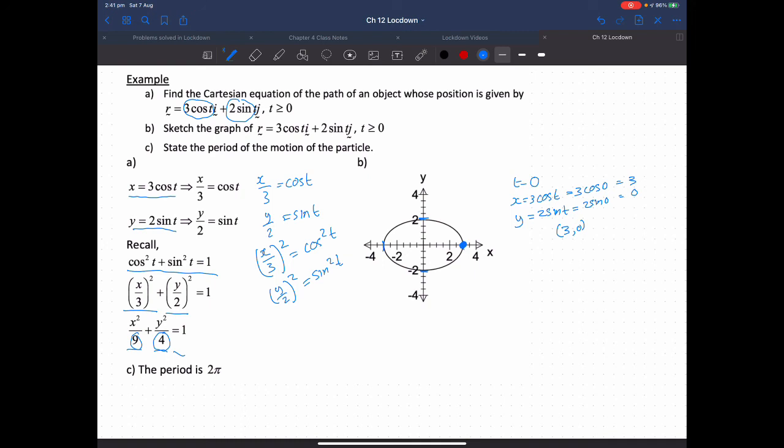The last part of the question says, state the period of the motion of the particle. So if you have a look in front of the t for both the i and j components, you'll see there is a 1. We know the formula for period is 2 pi on n. n in this case is 1. 2 pi on 1 is 2 pi.